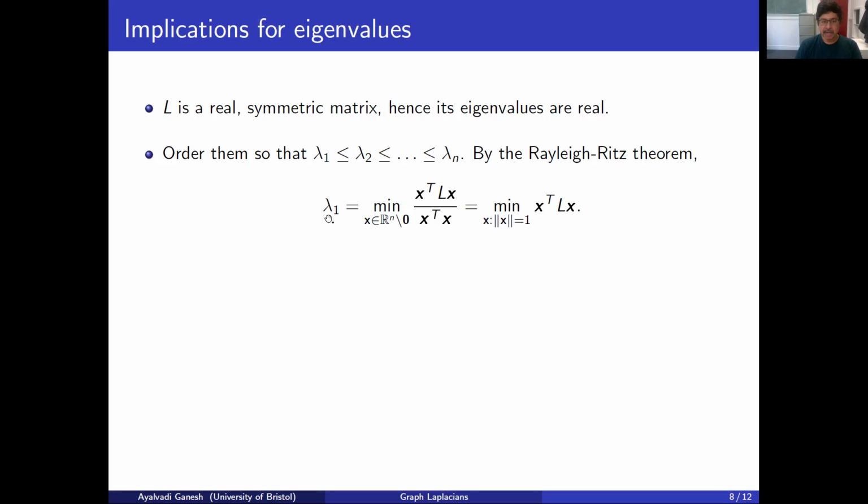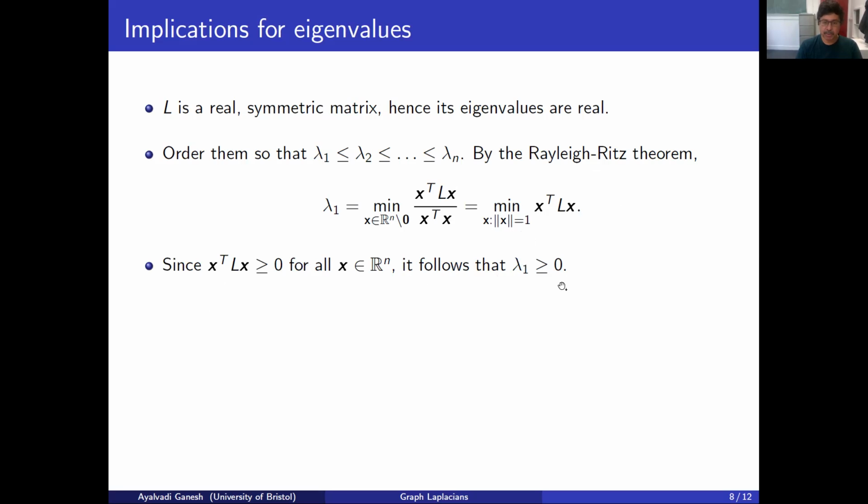Okay, so we can rewrite lambda 1, the smallest eigenvalue, as the minimum of this quadratic form over all vectors of length 1. And we showed that this quadratic form is always non-negative, which means the minimum is also non-negative. And so lambda 1 is non-negative.